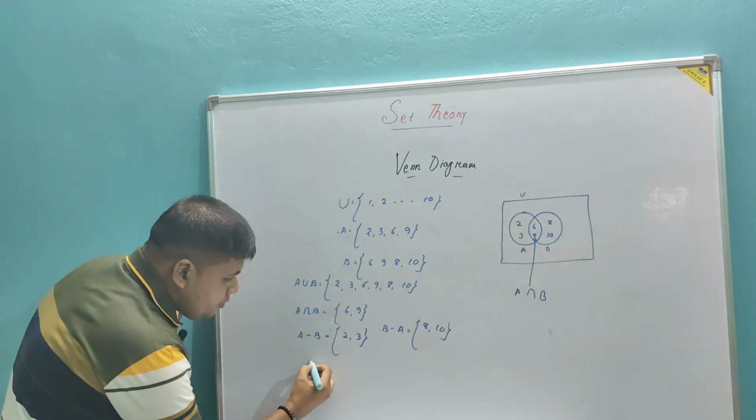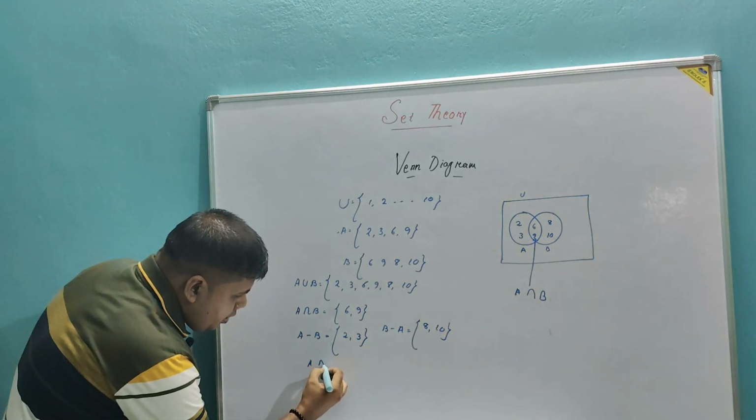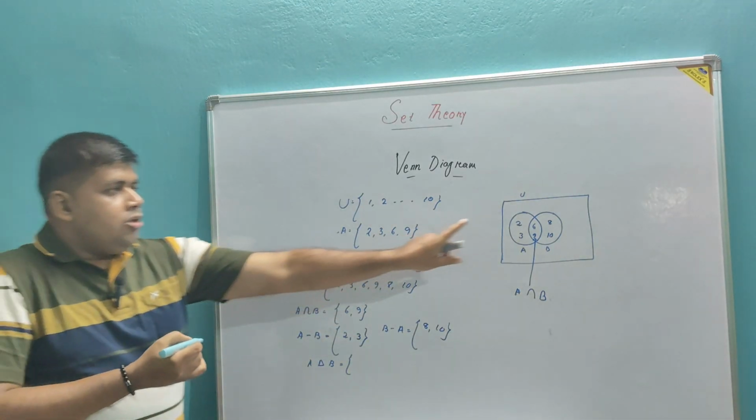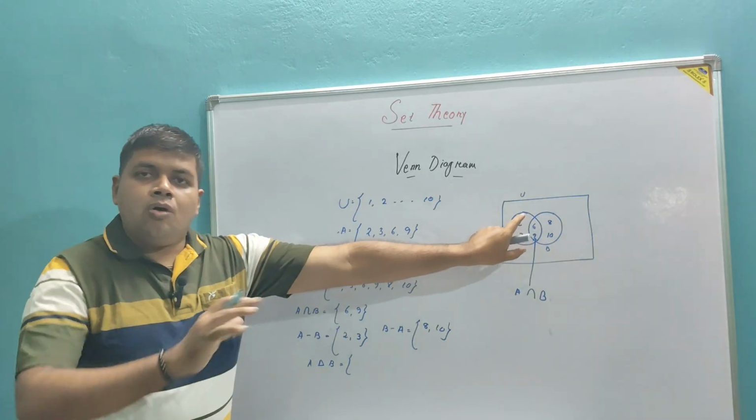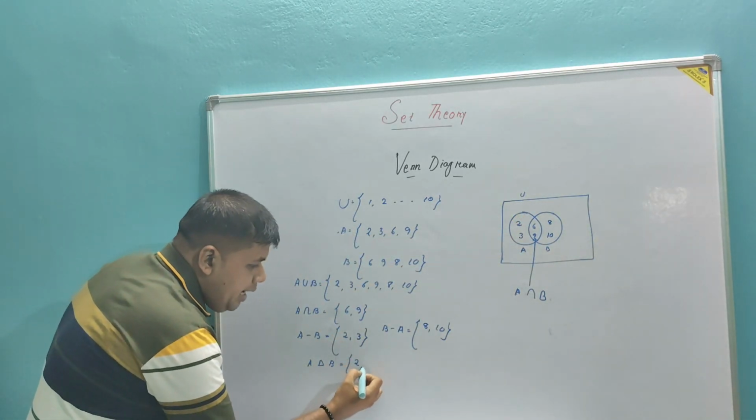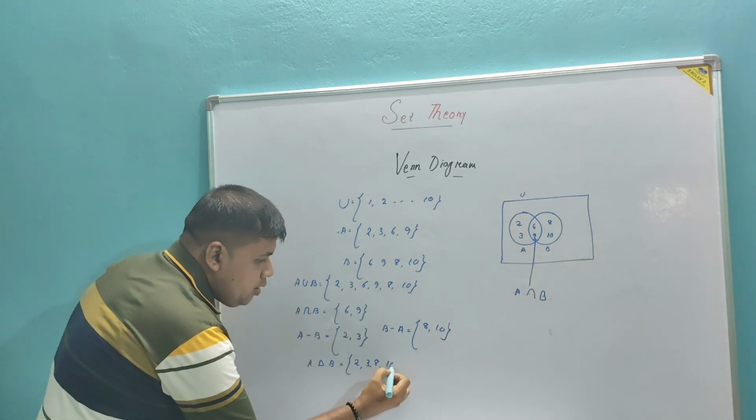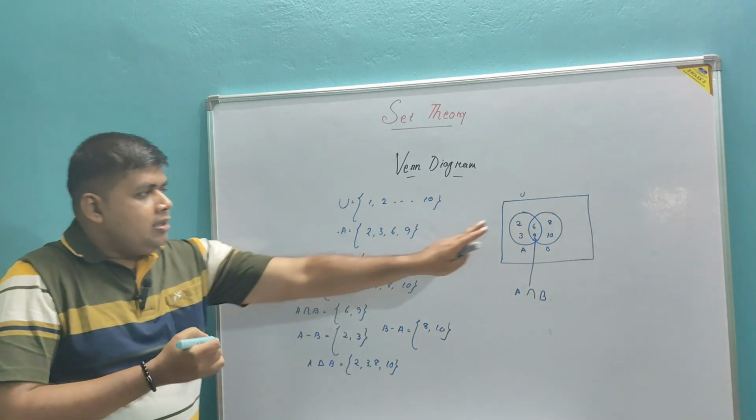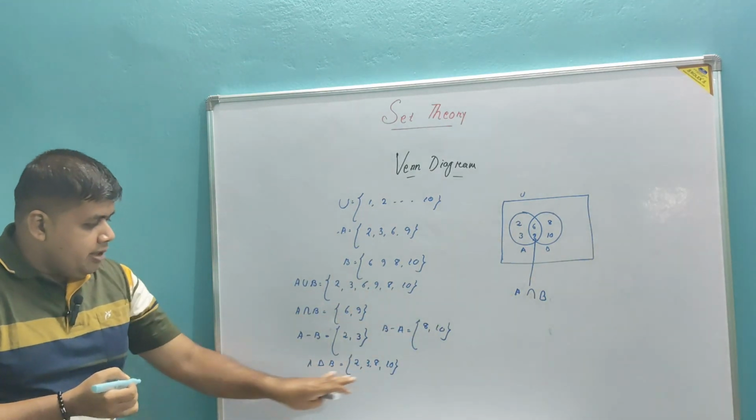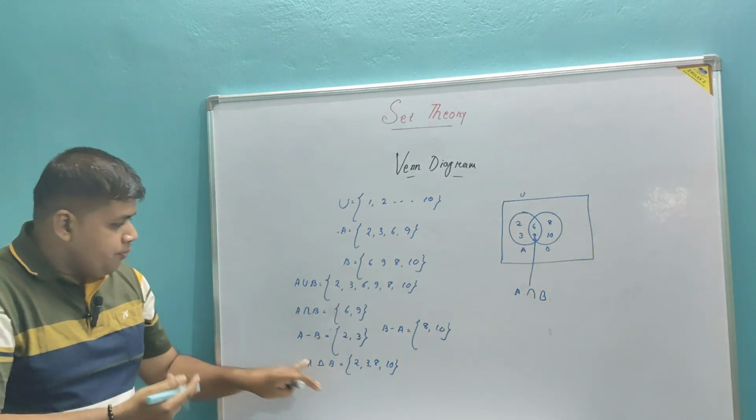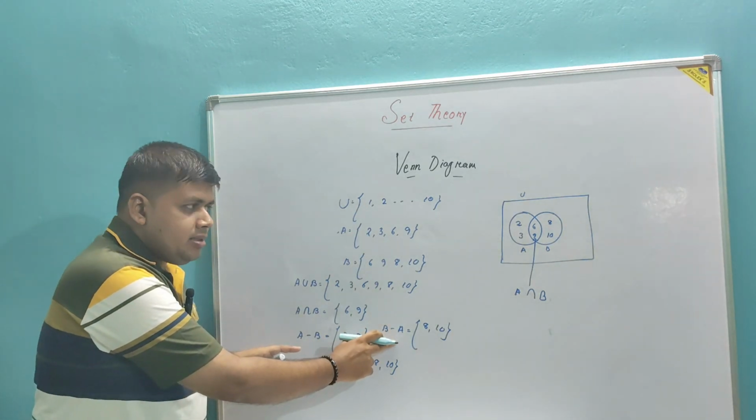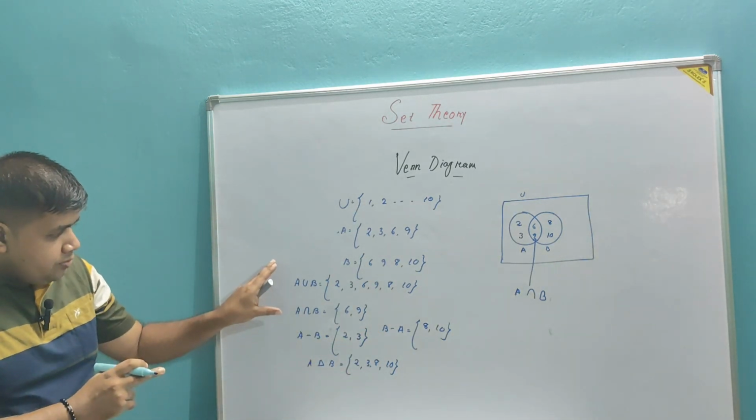Next comes the symmetric difference, A delta B. So what is A delta B? Leaving the common elements, all the other elements come in A delta B. That means 2, 3, 8, 10 are the elements of A symmetric difference B. So in other words, we can say it is A minus B and B minus A.